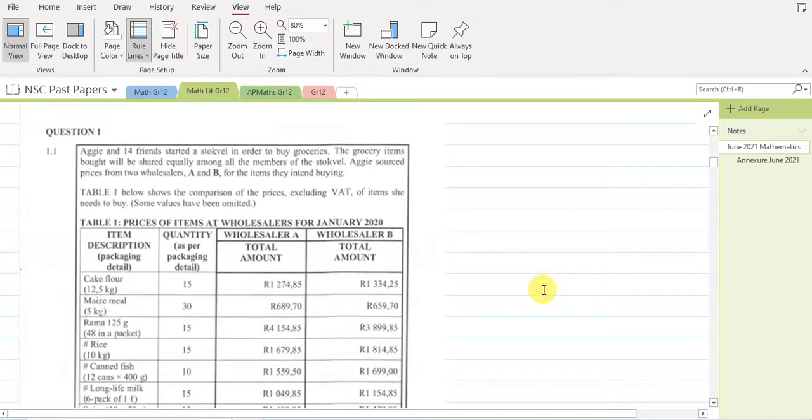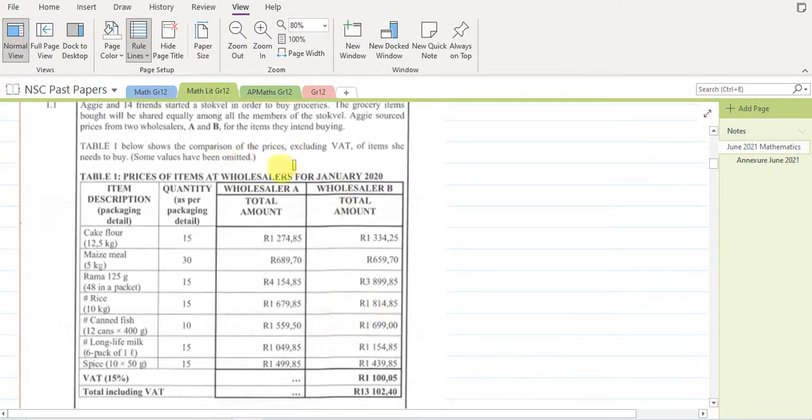Right, so question 1 says, Aggie and 14 friends started a stock fair in order to buy groceries. The grocery items bought will be shared equally among all the members of the stock fair. Aggie sourced prices from two wholesalers A and B for the items they intend buying. Now table 1 below shows the comparison of the prices excluding VAT. Right, so in table 1 what we have is these prices are excluding VAT of items she needs to buy.